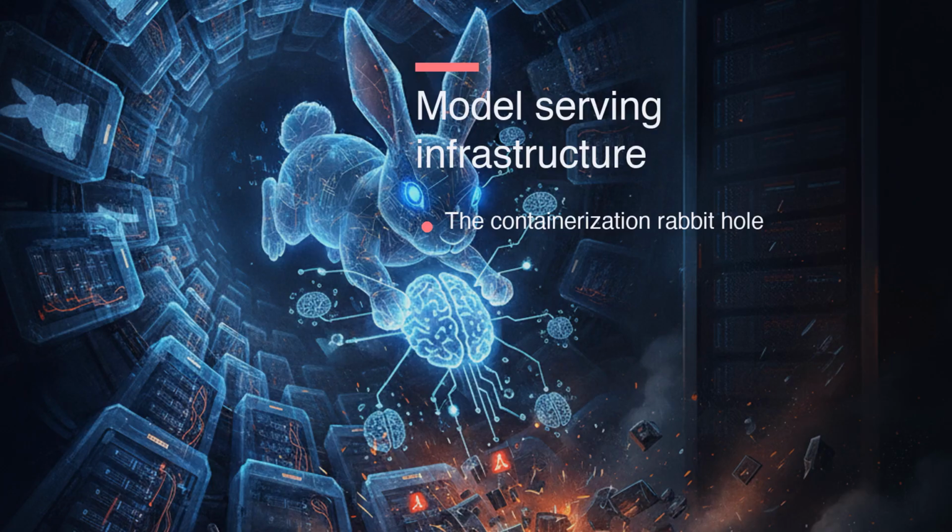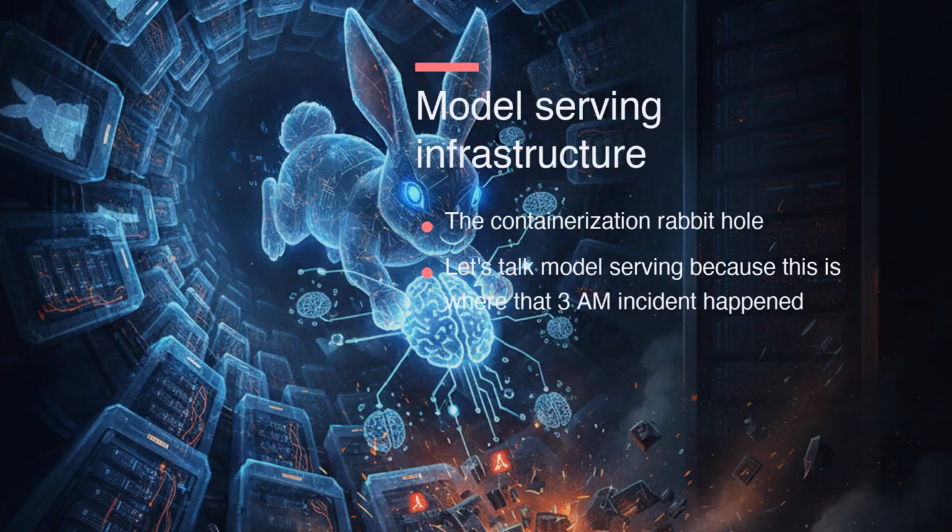The solution is to separate your model serving from your API serving. I moved to vLLM, which is purpose-built for this exact problem. It handles continuous batching, which means instead of processing requests one at a time, it batches them together efficiently. This alone dropped my P99 latency from 8 seconds to under 200 milliseconds.